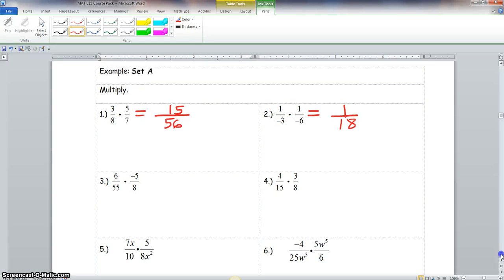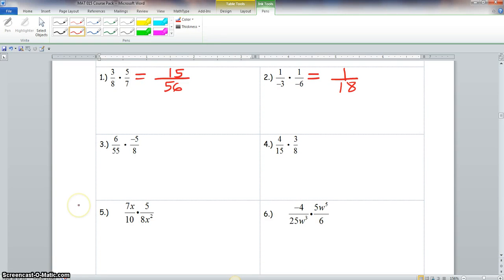Now we come here to number 3. I want to show you this method here because you see the method for multiplying fractions. You have the top times top, or numerator times numerator, and then the bottom times the bottom, or denominator times denominator. Okay, now first of all, with this fraction here, a positive times a negative, we know we're going to have a negative answer.